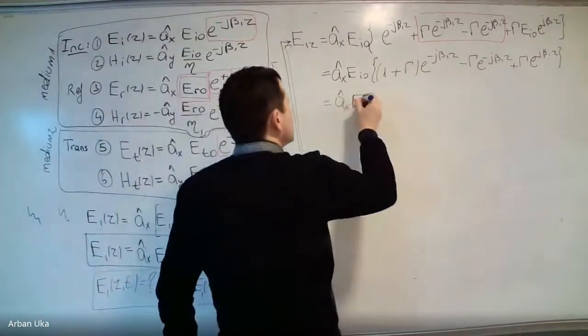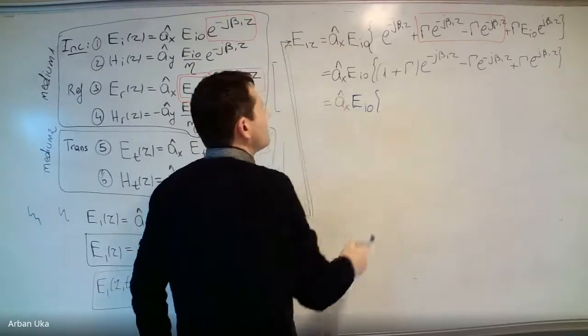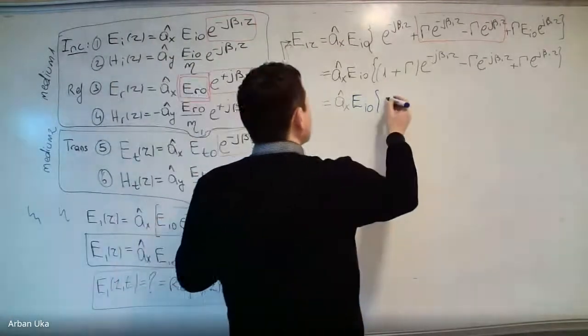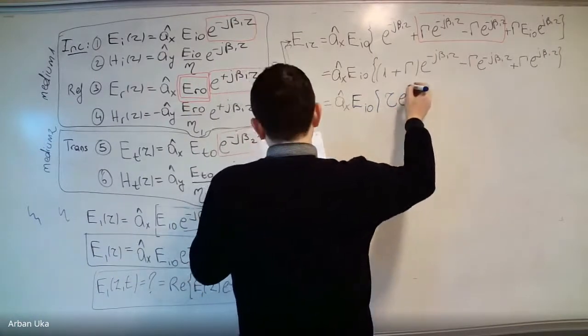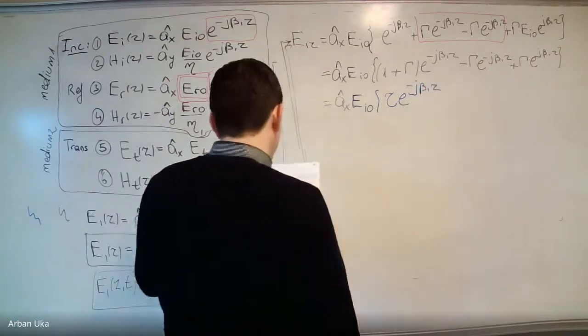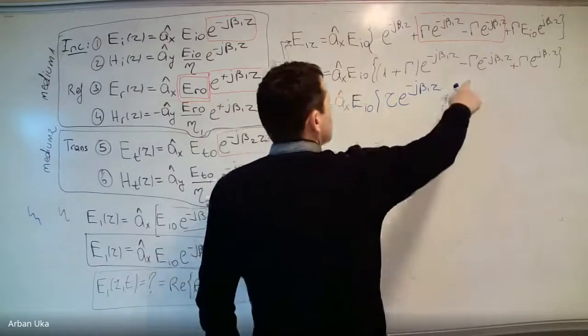So this is the incident amplitude E0 times 1 plus the reflection coefficient. This is equal to tau. So we can write this one as the transmission coefficient tau, e to the power minus j beta 1 z. Plus, here now we can use this expression.